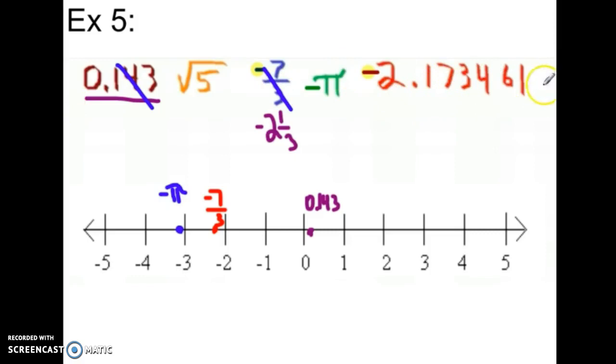Negative 2.173461, that stops, so that's considered a terminating decimal or a rational number. Let's see, negative 2 1/3 in decimal form, that would be negative 2.3 repeating. So negative 2.173461 is going to be a little bit closer to 2. So it's going to be right about there. So I'm going to put negative 2.173461.